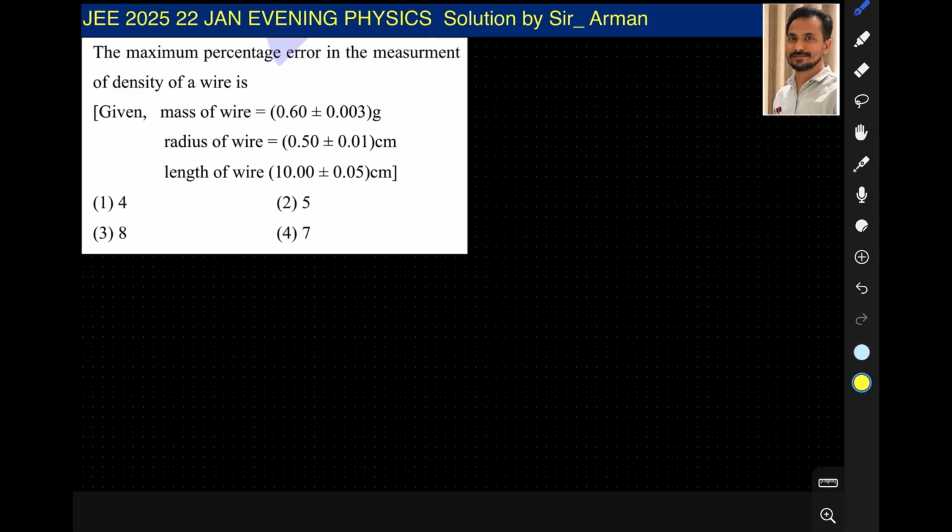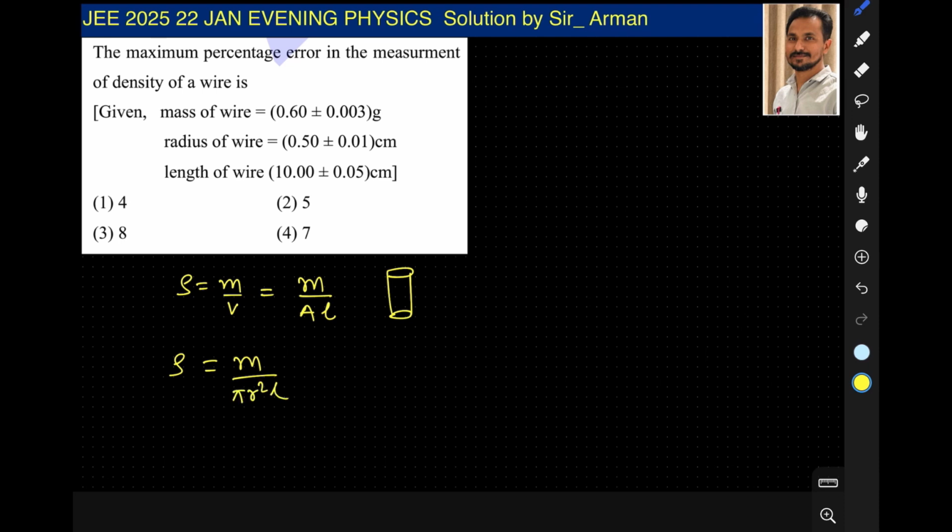The maximum percentage error in the measurement of density of a wire is, see, we have to find the error in the density. So we should know the formula for density. Density is equal to mass upon volume. Now here we have mass, radius and length, so we have to convert that volume into radius and length. Volume is area into length, assuming the wire is cylindrical. In that case, density is equal to mass upon pi r square into L.